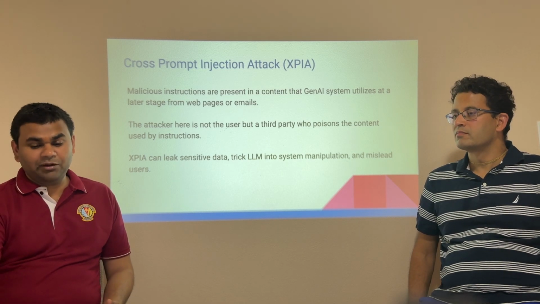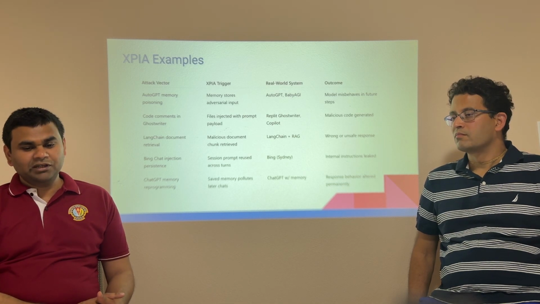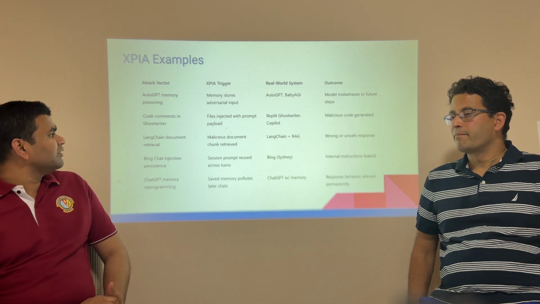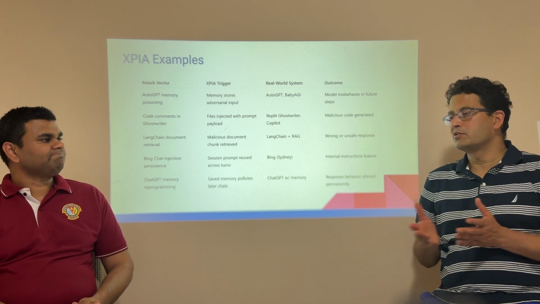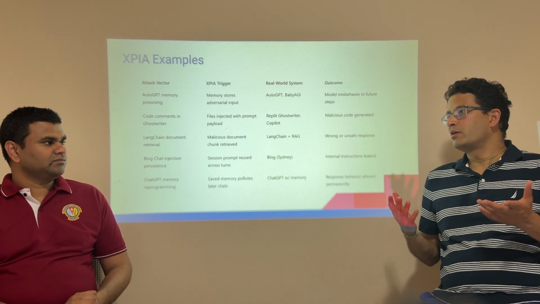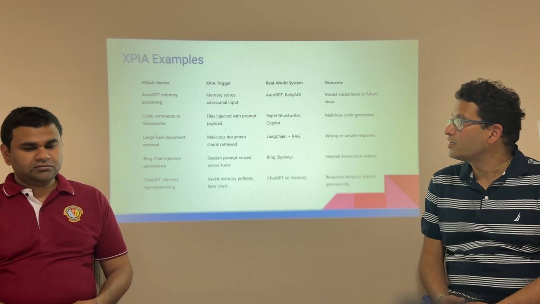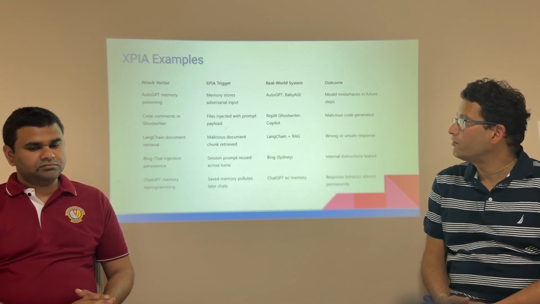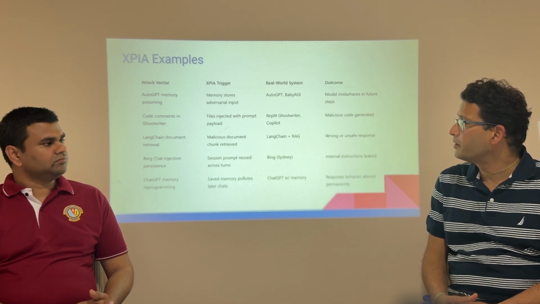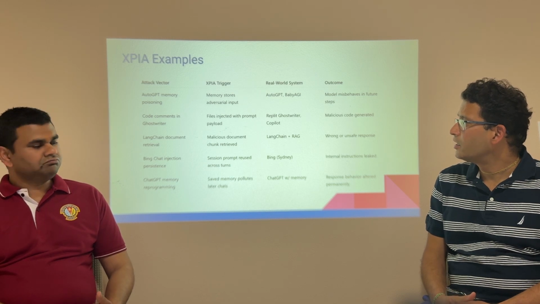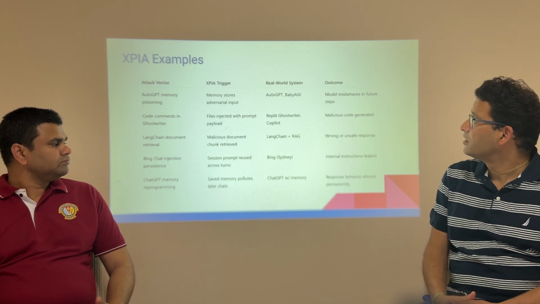Exactly. So more than anything, XPIA is something that we really need to be very cautious about. And oh nice, you have put some examples as well. Specifically because it is not directly visible to you, because the prompt you gave is very simple, but you cannot directly understand what's behind the scenes. Some of the examples that happened in real world scenarios are in Auto GPT, Replit, Copilot, LangChain, Bing, and ChatGPT. So you can see the different attack vectors here, and the outcomes.